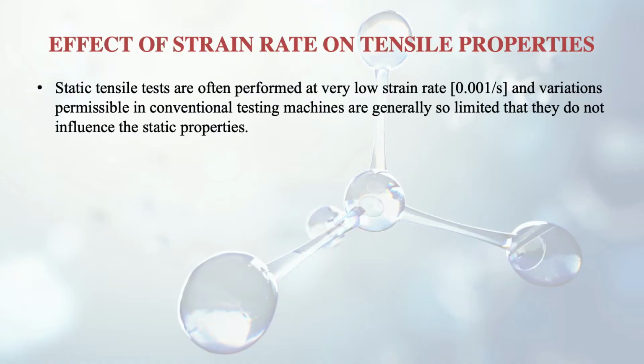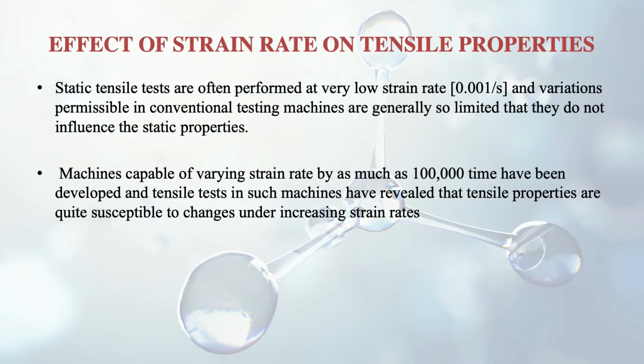So you can see from the figure also, static tensile tests are often performed at very low strain rate. It is about 0.001 per second, and variations permissible in conventional testing machines are generally so limited that they do not influence the static properties. This thing is very important actually, strain rate, because if the strain rate goes very high, then the type of load will change. It may change to impact load, like impact load is said to be above 10 per second. So it will be an impact load.